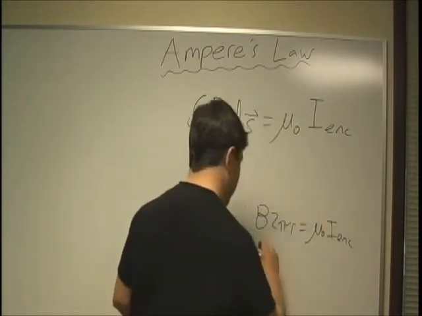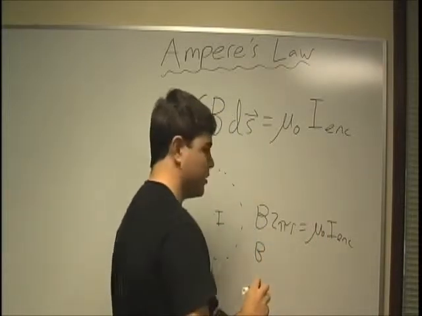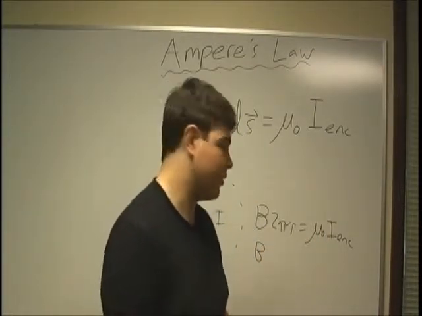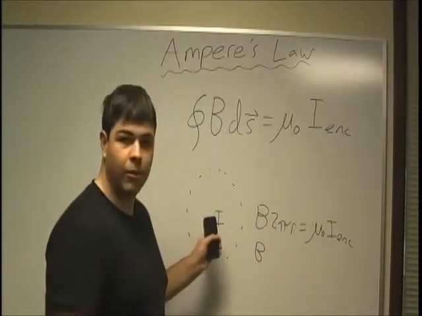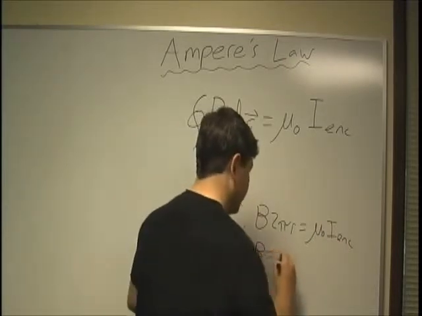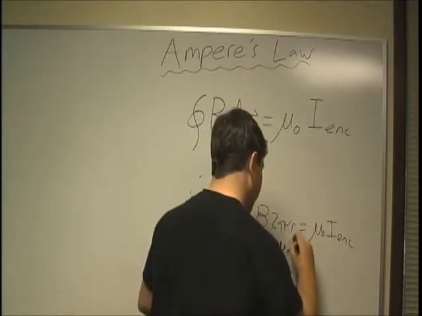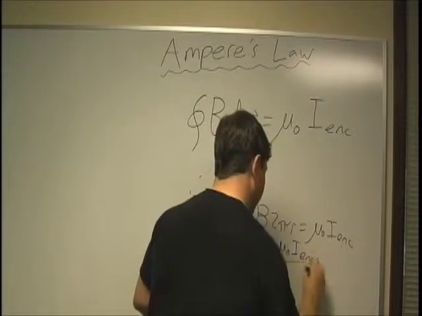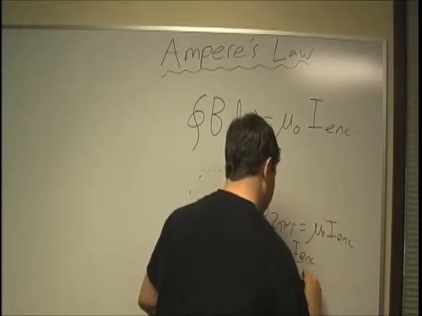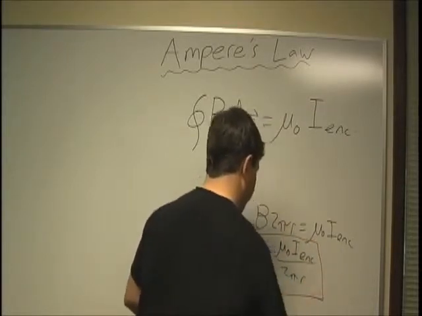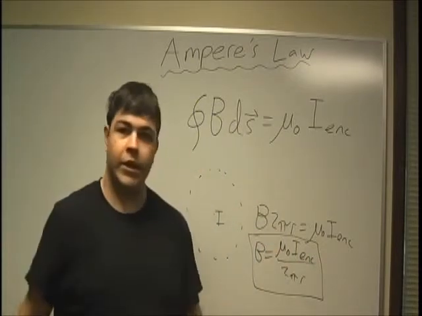And if we solve for B, we see that we have just come up with the equation for the magnetic field around a long straight wire. That equals mu 0 I enclosed over 2 pi r. Let's box that. And that is in your book.